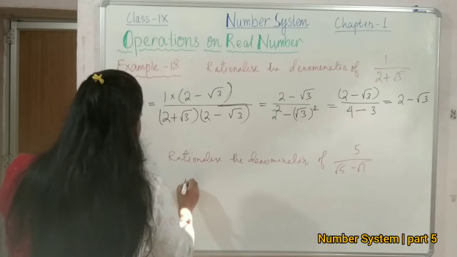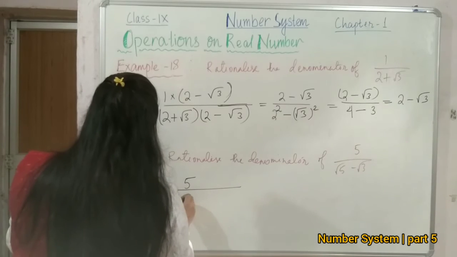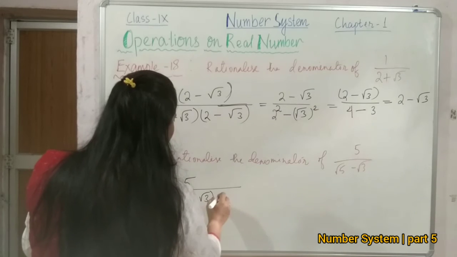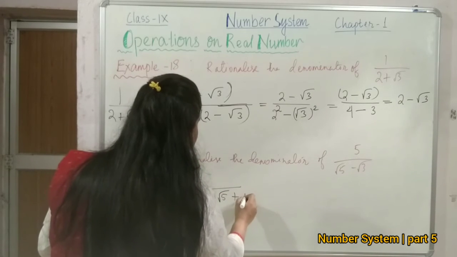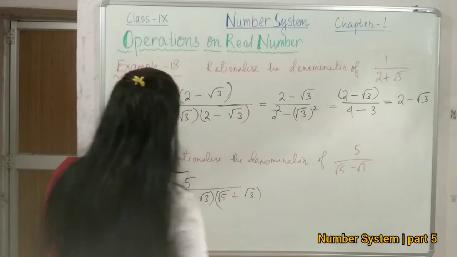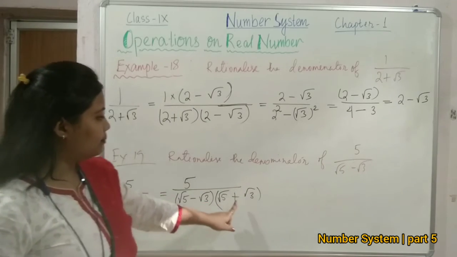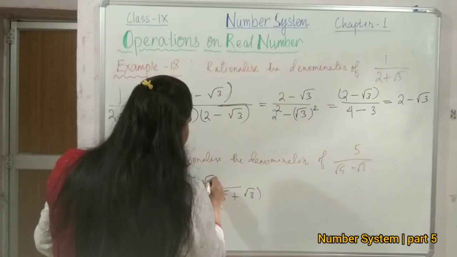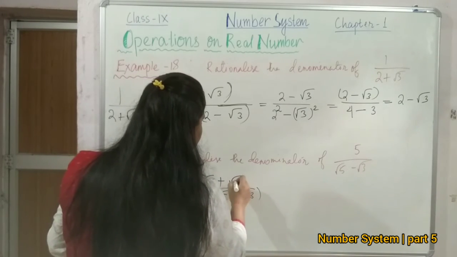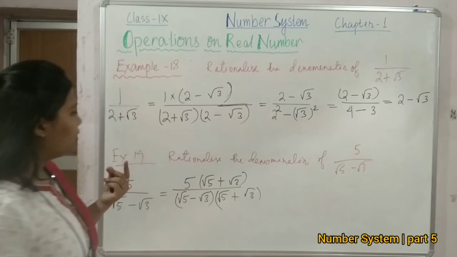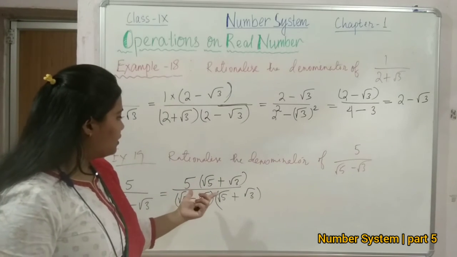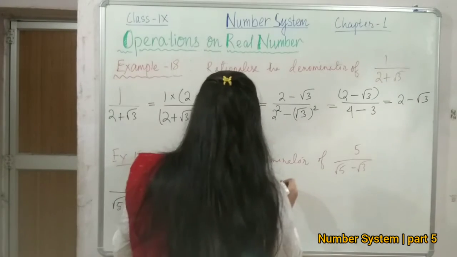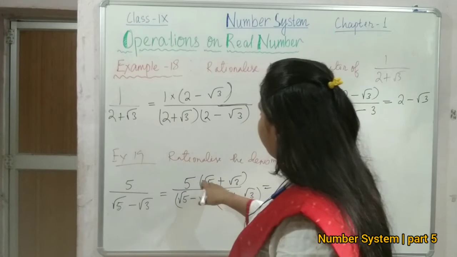So see, 5 divided by root 5 minus root 3 whole into root 5 plus root 3. Because there is a negative sign here, we are multiplying it with a positive sign. And the same thing will be multiplied in the numerator also. So now we can get it easily as we did in the previous example. And we need to multiply here.